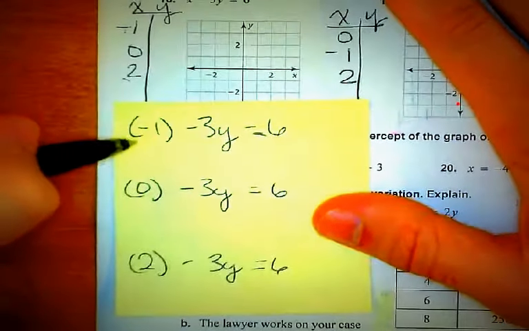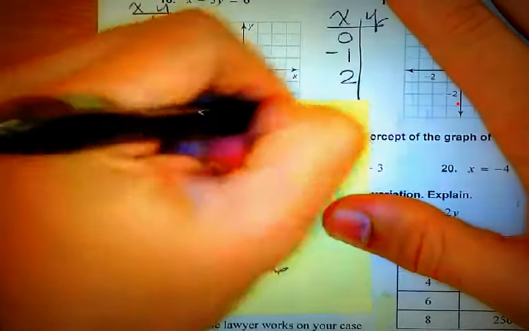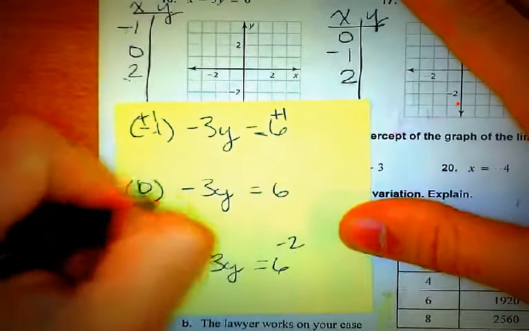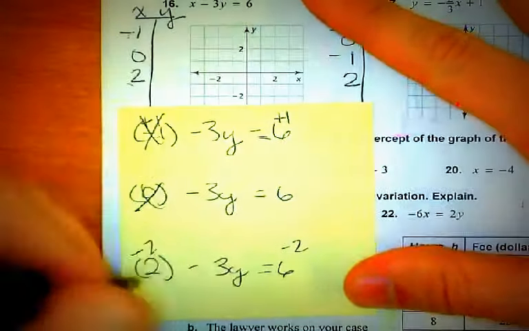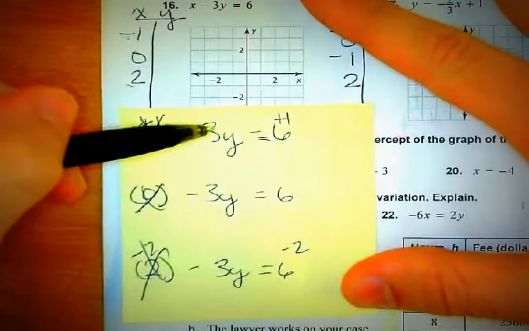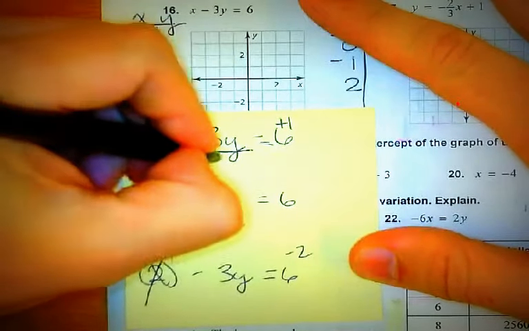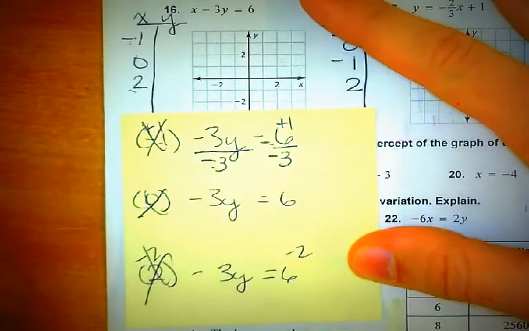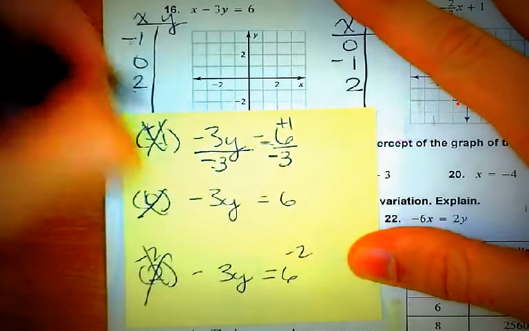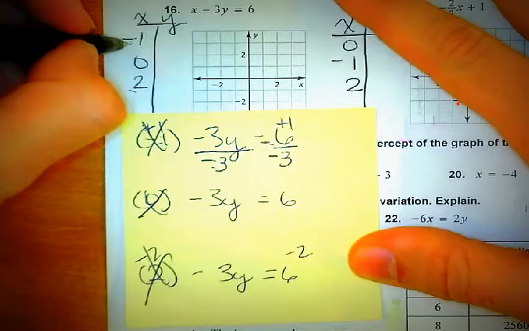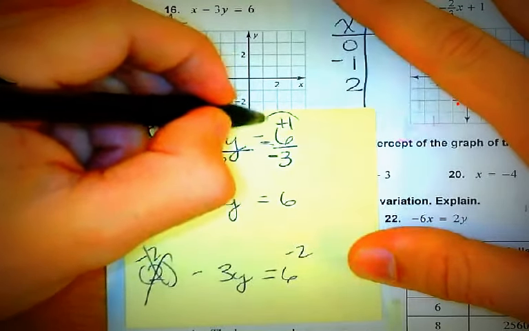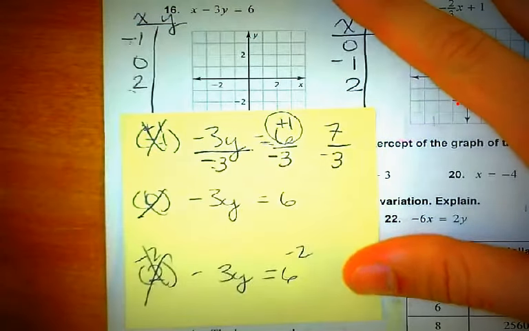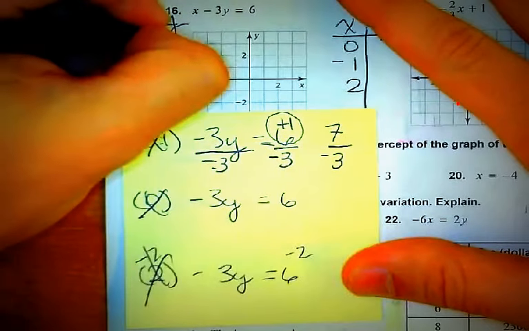So let's solve this out. I'm going to add 1 to both sides here. I'm going to subtract 2 to both sides here. And this is nothing. This goes away. This goes away. So now I've got a division problem with -3. So in this first one, when x is -1, y is going to be 7 over -3.